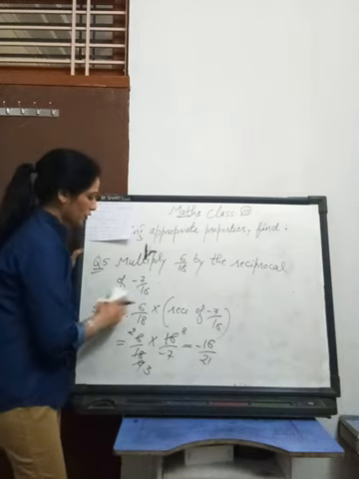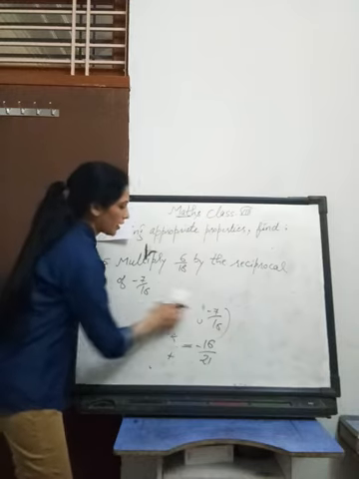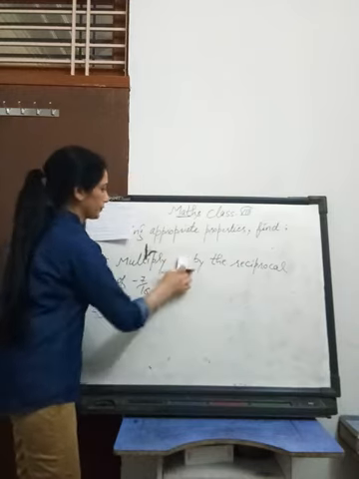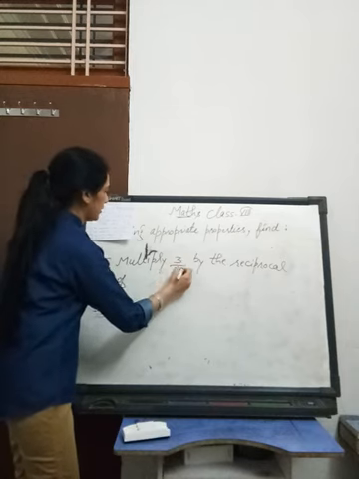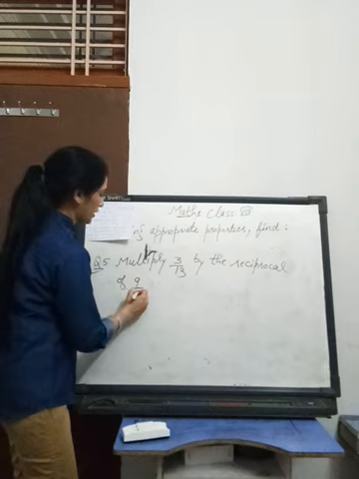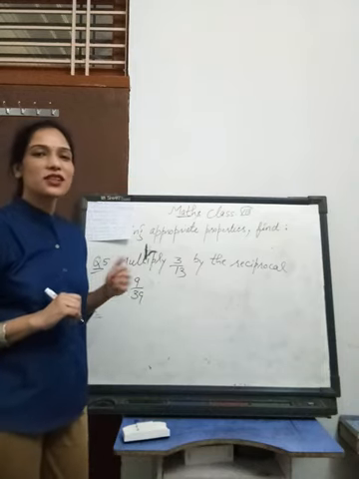Now one question I am giving to you that you have to do. What you have to do? You have to multiply 3 by 13 with 9 upon 39. Isn't it? So it is enough for today.